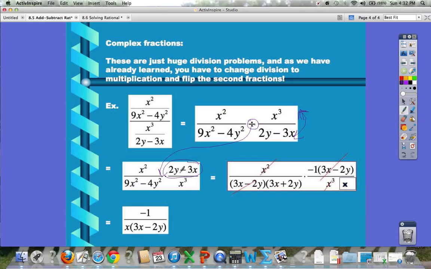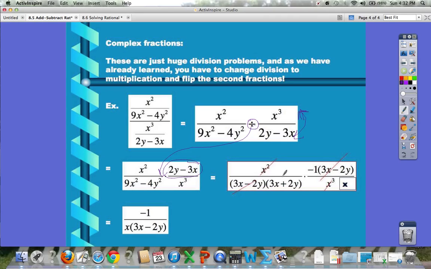So when you want to flip it around, if there's a minus in the middle and you want to flip it around, you have to take out a negative 1. If there's a plus right there, you don't. You can just turn it around because addition is commutative, whereas subtraction is not.